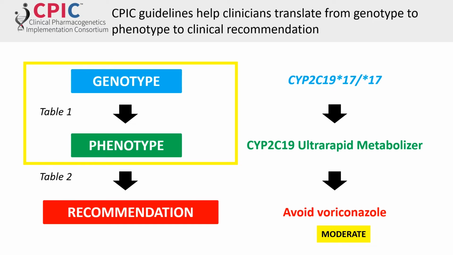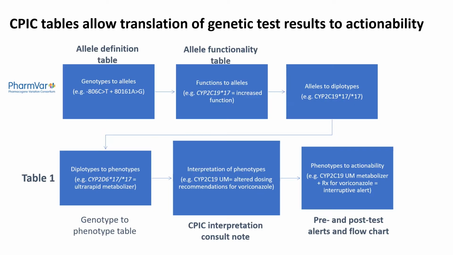So let's talk a little bit about that genotype to phenotype. There's a lot of things we have to think about when we're putting together these tables and a lot of resources that we can use. So the allele definition table, that's the table that defines those alleles. So it tells you what a star 3 is, right? Because a star 3 for one gene is different than a star 3 for another gene, but it lays out the haplotypes for each one of those genes.